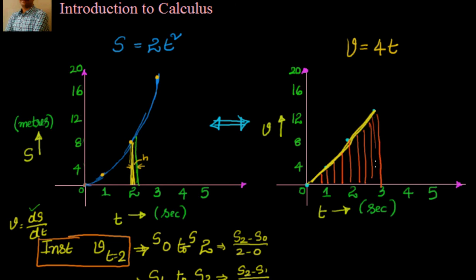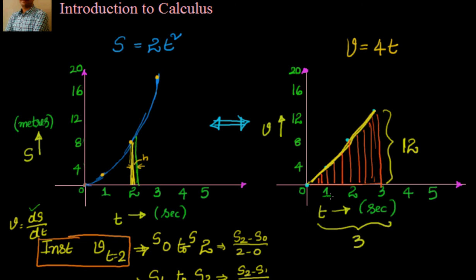Similarly, in the last example we saw the area was a rectangle. Now you can see that the area is a triangle. Now you want to find the distance at time t equal to 3. What we have to do is find the area under this curve. We know that the base is equal to 3, the height is equal to 12.